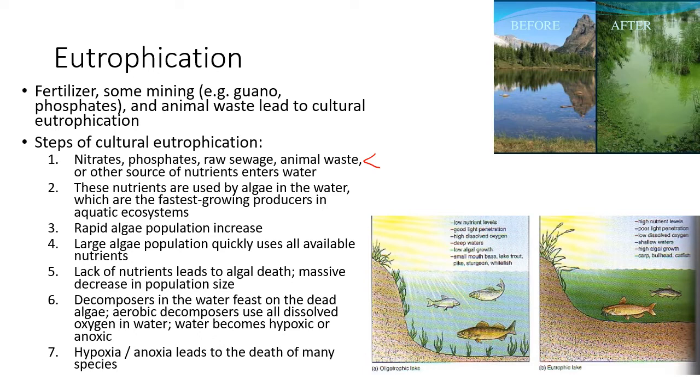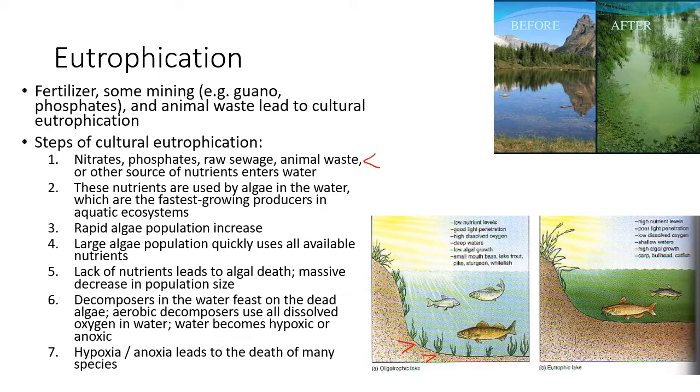Step two, those fertilizers, those nutrients, are going to be used by algae in the water. Single-celled or multicellular algae are the fastest growing organisms in that water. They're the fastest growing producers, and they will outcompete plants, seagrasses, even kelp in that water. As you can see on the far right, they will shade out all of the bottom-dwelling plants, all of the benthic plants.